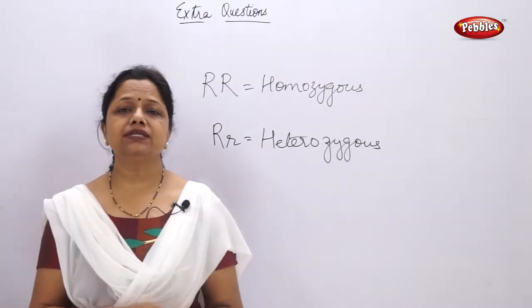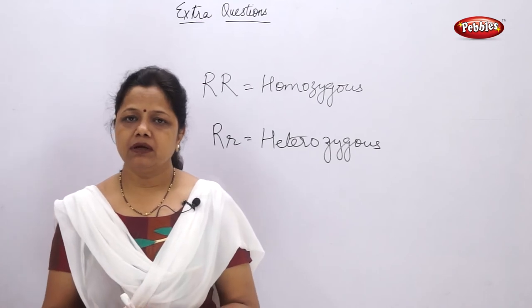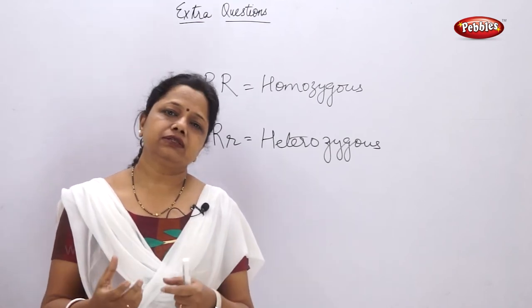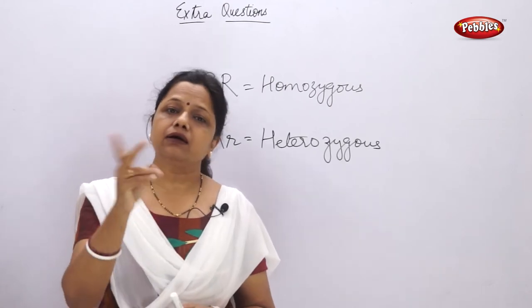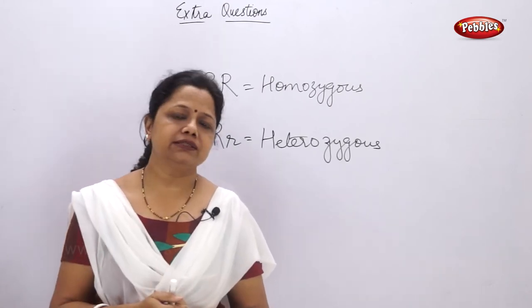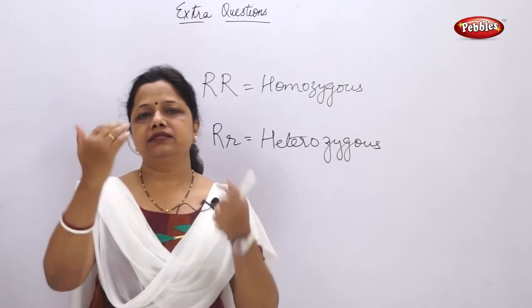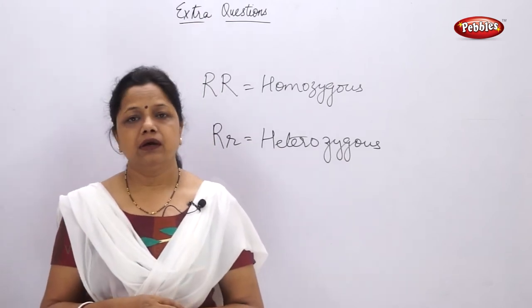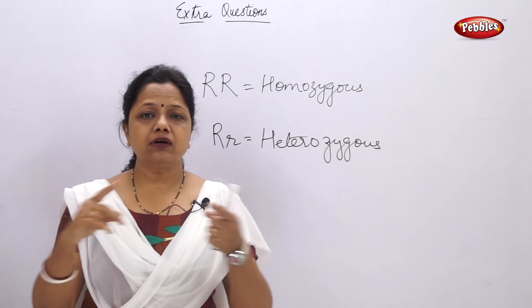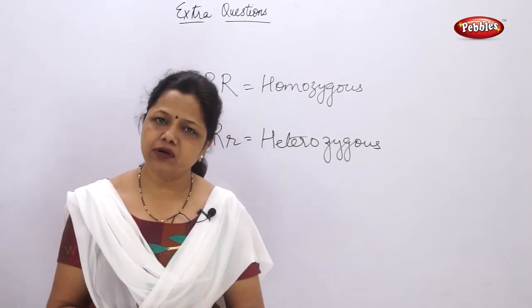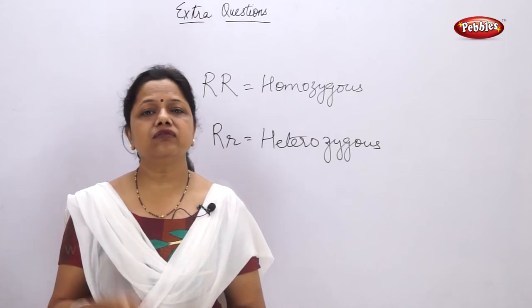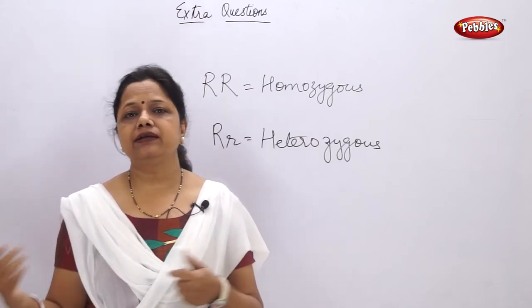F2 generation is the second filial generation. We take into consideration that the plants which are formed in the F1 generation are crossed. Self-pollination again takes place in them, and then the second generation comes. Phenotypically, when the recombination takes place, obviously new types of gametes are going to be formed. And therefore, phenotypically, we may find it is different.